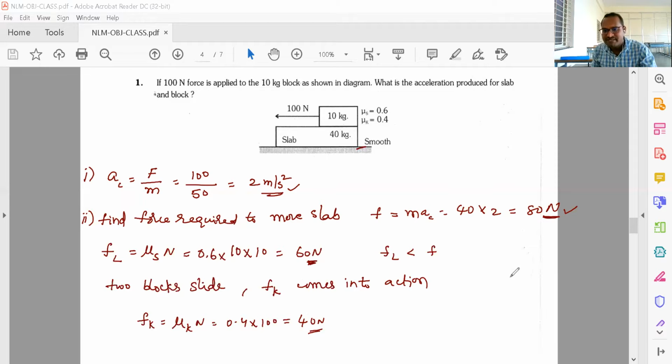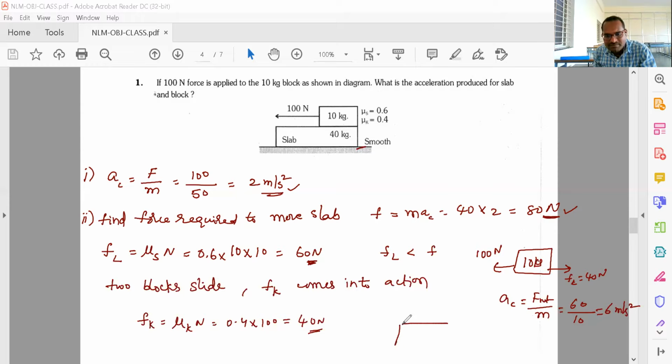Now FBD of the 10 kg block. This side pulling force 100 Newton is there. This side kinetic friction is there, that is 40 Newton. So how much is the acceleration? F net by net mass. F net is 100 minus 40, which is 60. Mass is 10 kg. So it will move with 6 meter per second square.